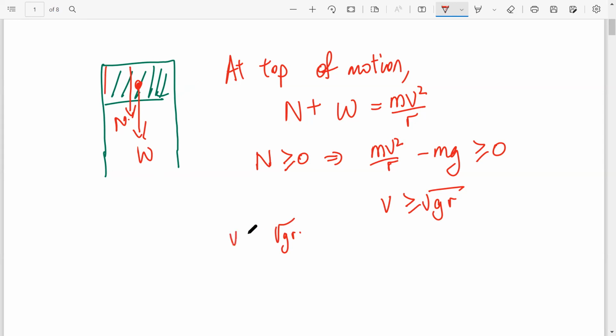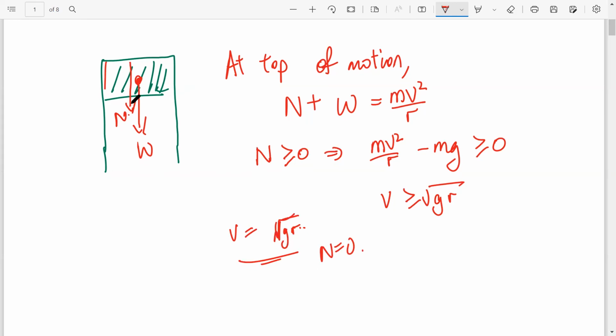And when v equals square root of gr, it will be just in contact, which means that N equals 0. Because if it's anything smaller, it will start accelerating downwards. I mean, it's already accelerating downwards. Your water will start falling downwards. It will come out, it will spill.